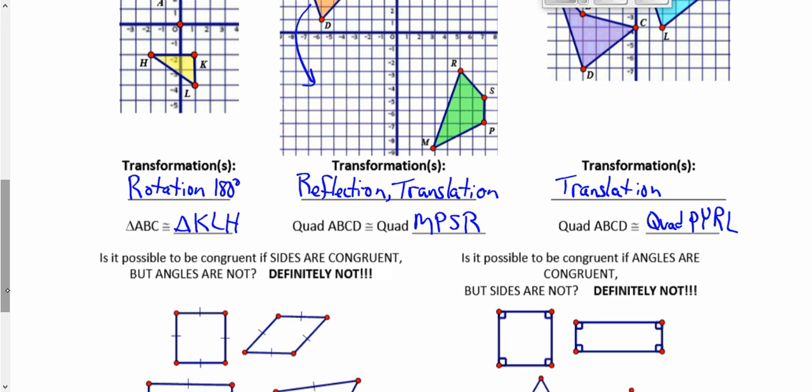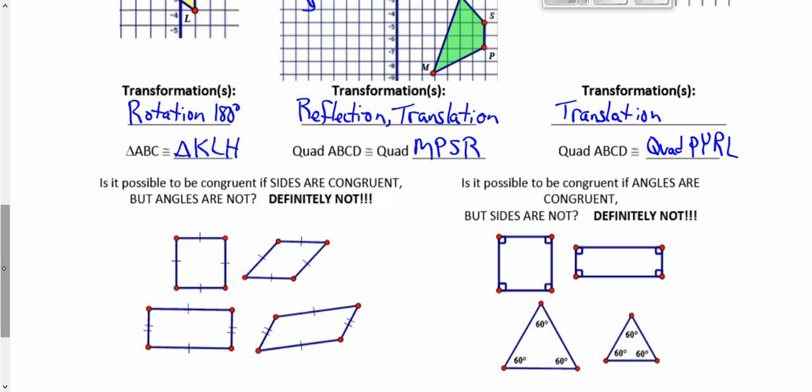All right. Let's think about this for a minute. Is it possible to be congruent if the sides are congruent but the angles are not? No, because all the corresponding parts have to be, right? Including angles. And same over here. Going to be congruent if the angles are congruent, but the sides are not? No. All right, we have a square or a rectangle. Well, they all have 90 degree and therefore congruent angles, right? Okay. Wait, so a square is not congruent to a rectangle.